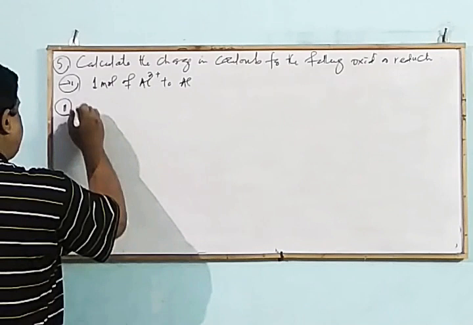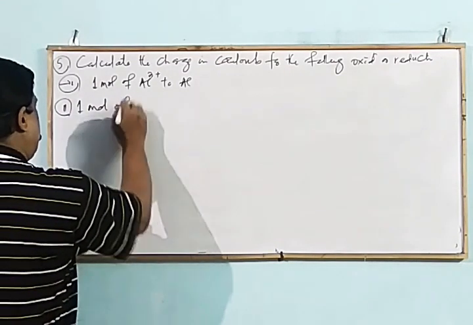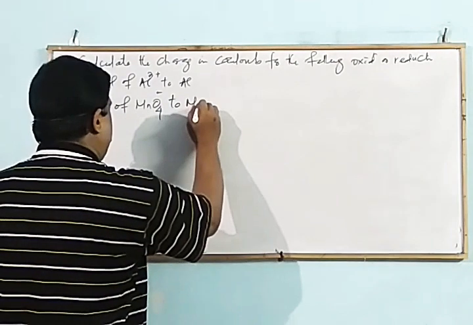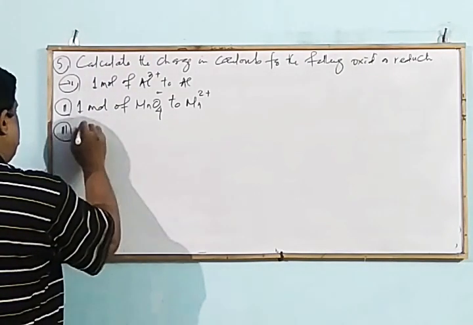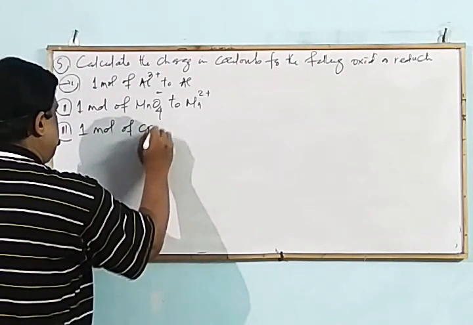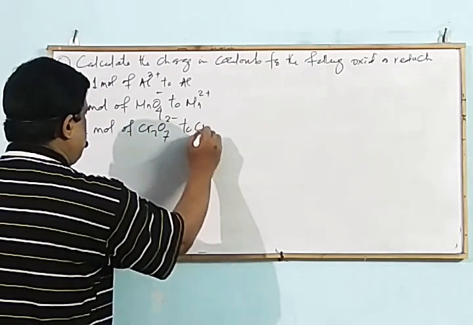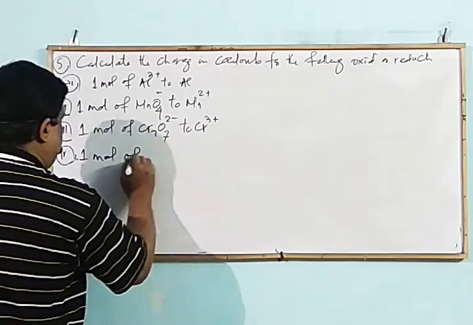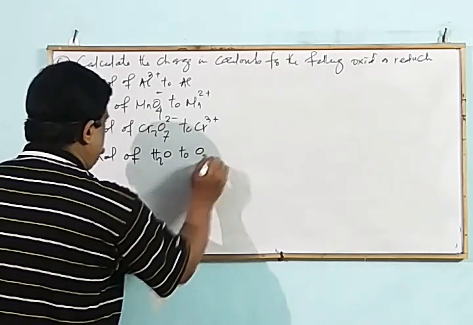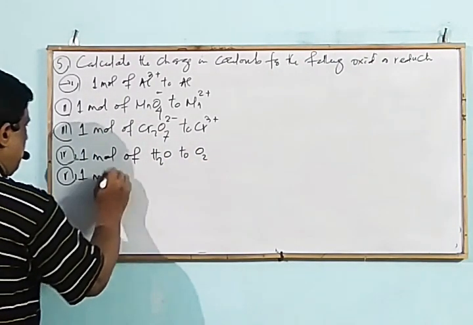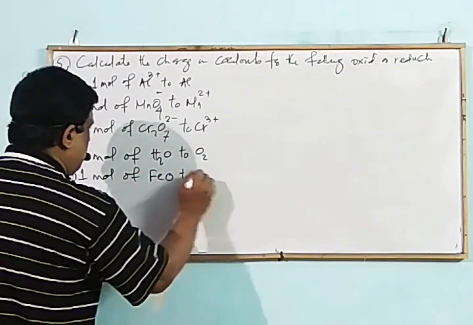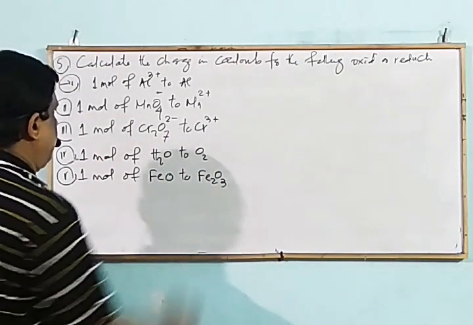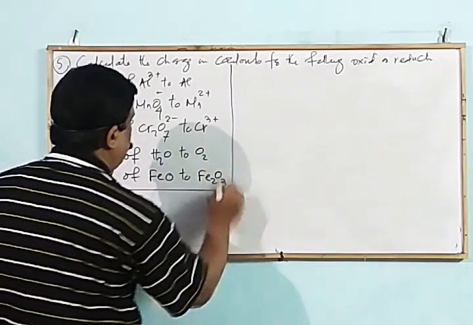Point 2: 1 mole of MnO4 minus to Mn2 plus. 1 mole of Cr2O7 2 minus to Cr3 plus. 1 mole of H2O2 to O2. 1 mole of ferrous oxide to ferric oxide. Mark that. These are the problems we have to solve.